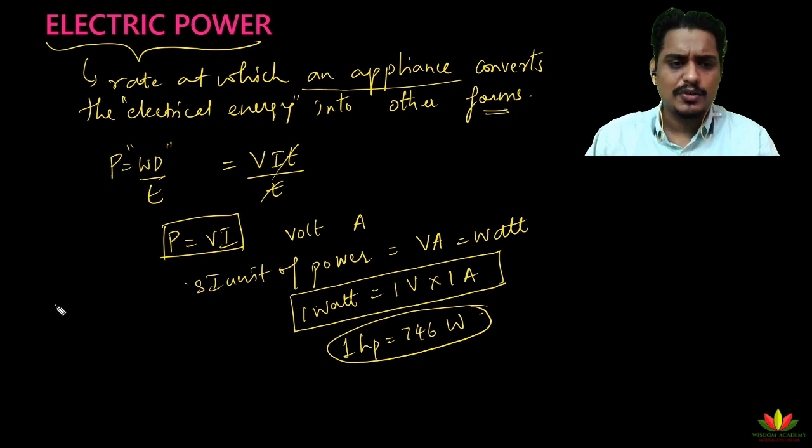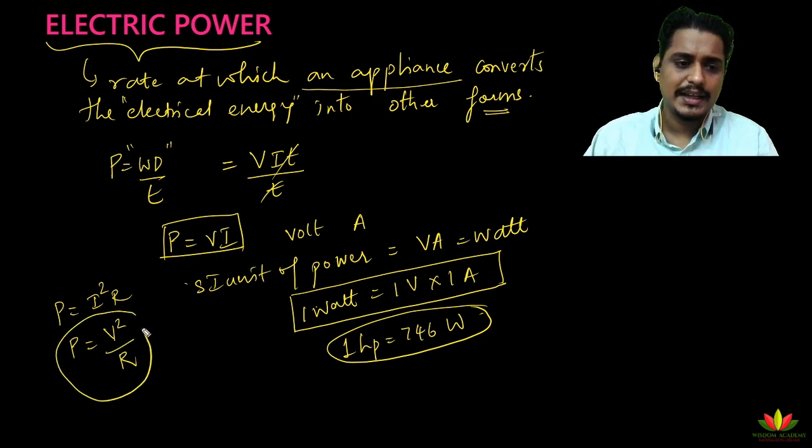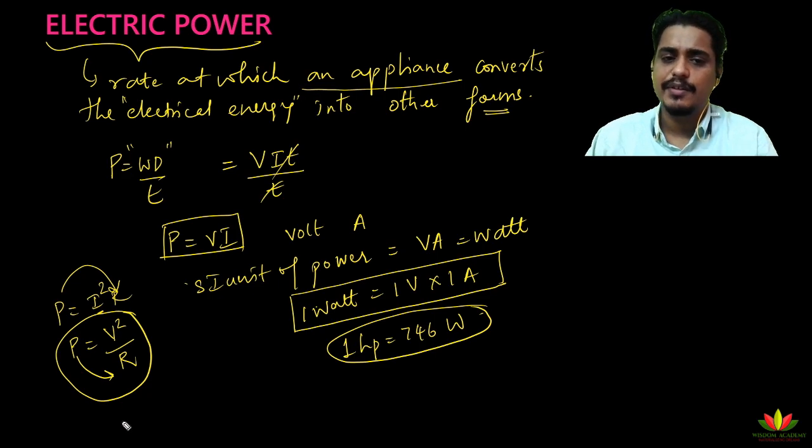It can also be written as power is equal to, instead of V, if I put IR, it will be I square R. Or if I put I is equal to V by R, P will be equal to V square by R. So once again, power is directly proportional to resistance for a given current, and power is inversely proportional to resistance for a given potential. This is about electric power.